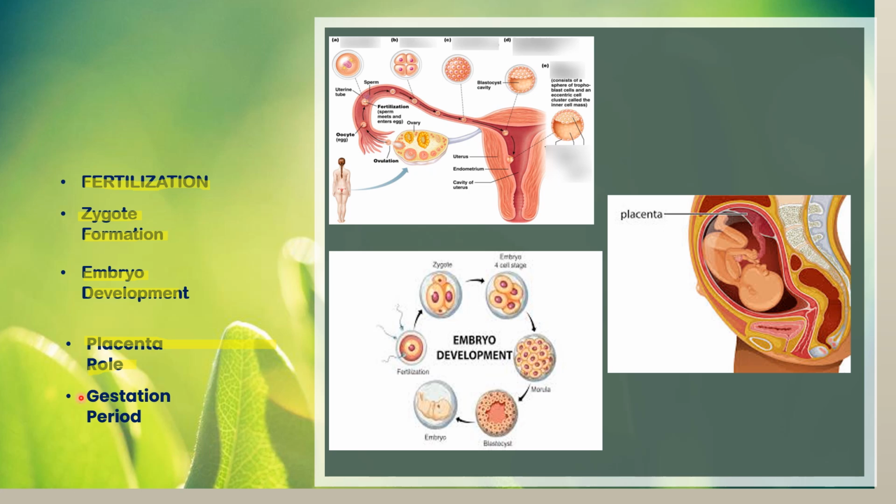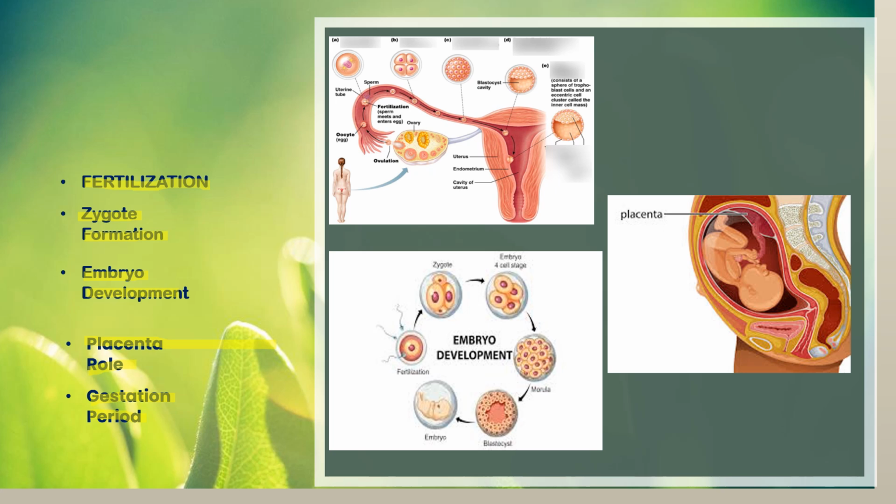The next point I have written here is about the gestation period. What is this gestation period? One more thing I want to tell you about the placenta, children. This placenta connects to the baby through the umbilical cord. This thread-like, pipe-like structure is called the umbilical cord. It ensures the baby's growth and survival inside the mother.